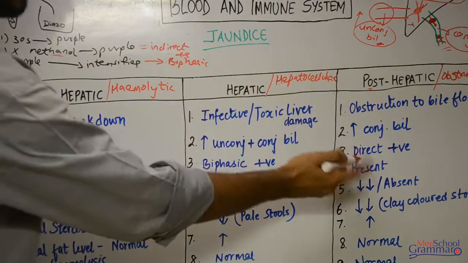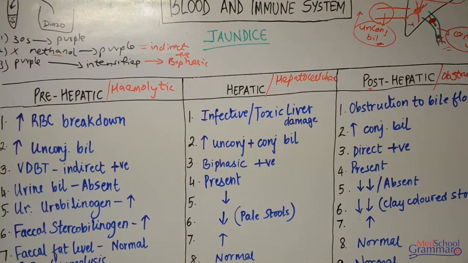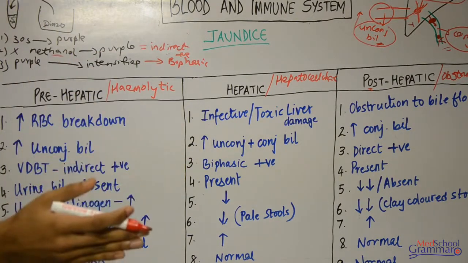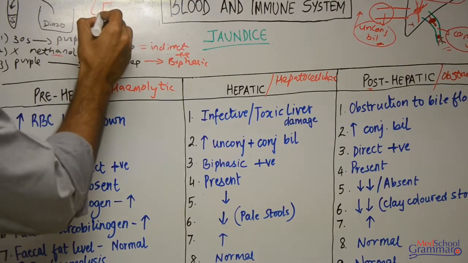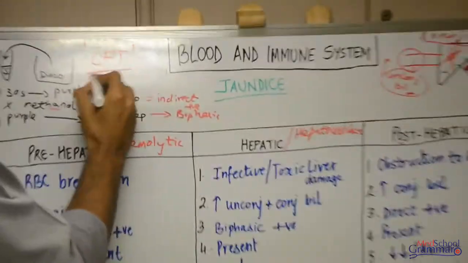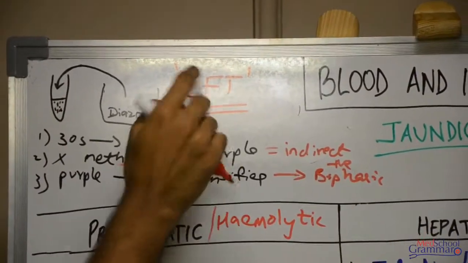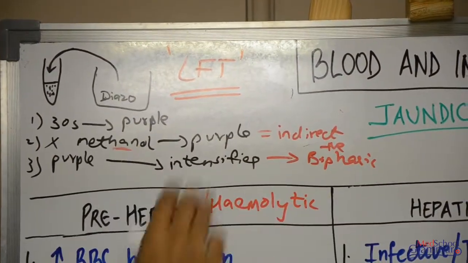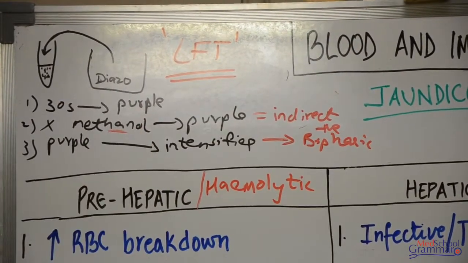Okay, so this was about the different types of reaction that we get on doing the Vandenberg test. The Vandenberg test is a very important LFT, liver function test. It forms a part of the liver function test, right? Because we can find the different types of jaundice with the help of the Vandenberg reaction.